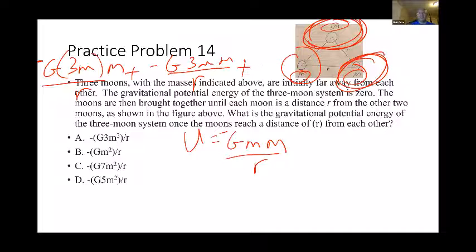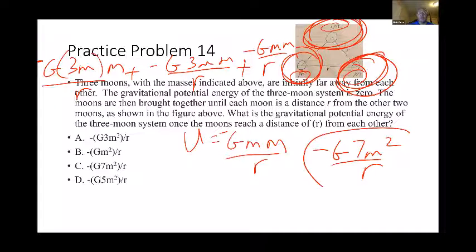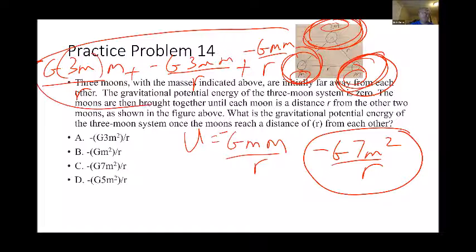And then finally, let's calculate it for the two bottom ones. So that's going to be negative G m m over r. Now we can combine those m's. We can multiply them together and get m squared in each of the terms, and then add them up. And when we do that, we end up with negative G 7m squared over r. And all we did is just multiply the m's times each other, and then add up all the coefficients. That's our gravitational potential energy of this 3-moon system. So looks like answer C is our correct answer.